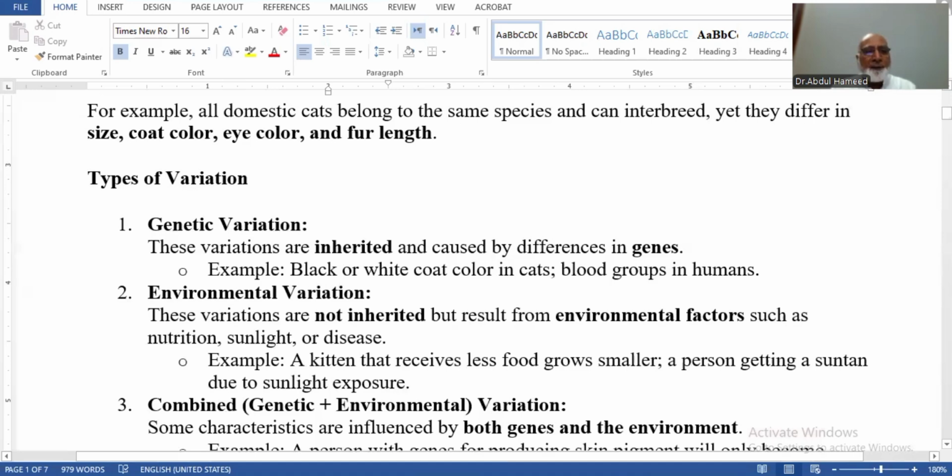So there are environmental variations as well. So these differences are not inherited but result from environmental factors such as nutrition, sunlight, disease. Example, a kitten that receives less food grows smaller, and a person getting a suntan due to sunlight exposure. So these are the environmental factors which are responsible for the differences in individuals.